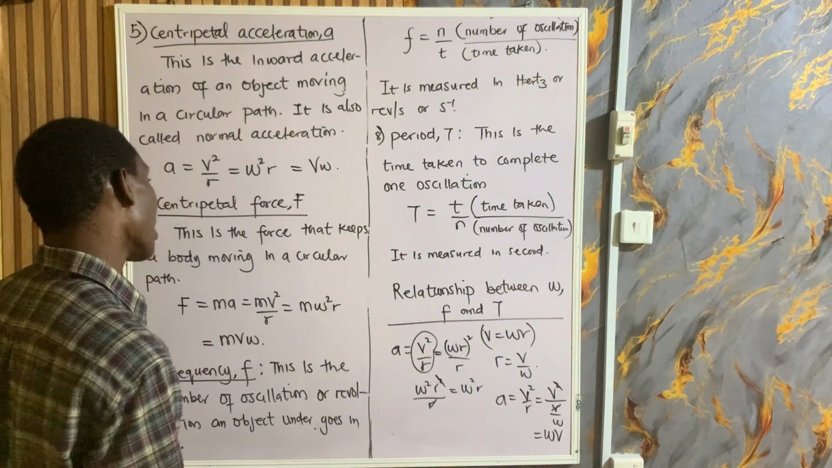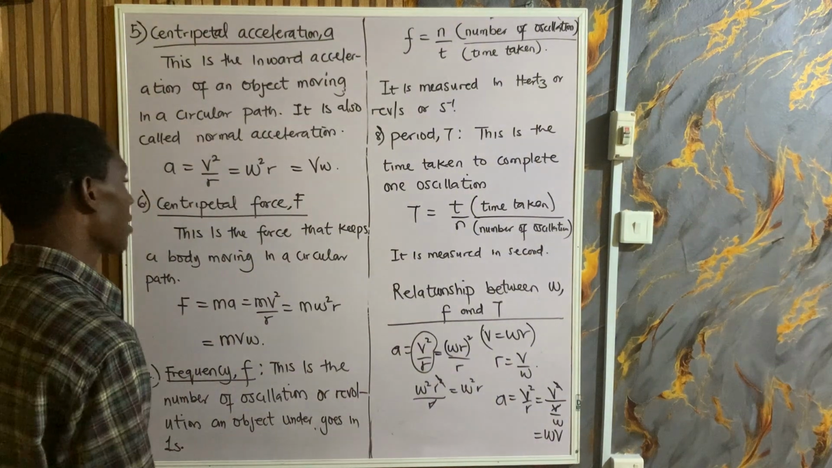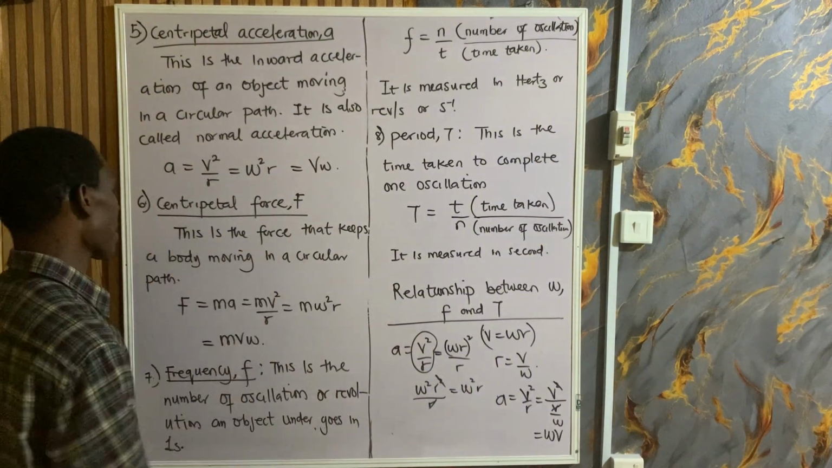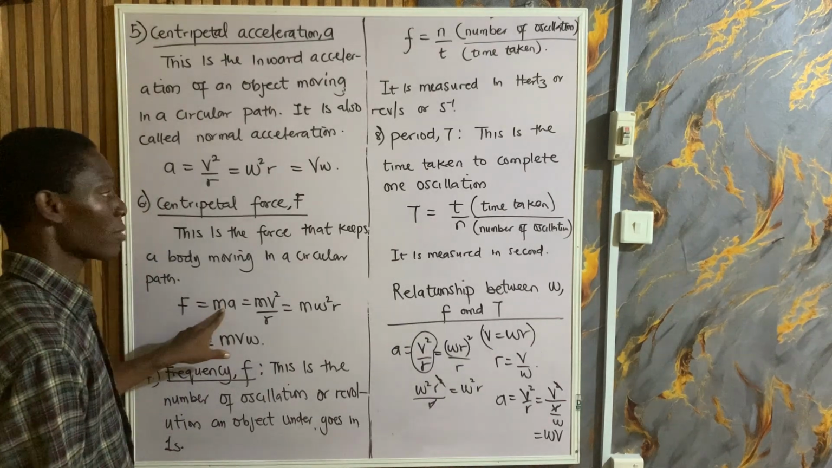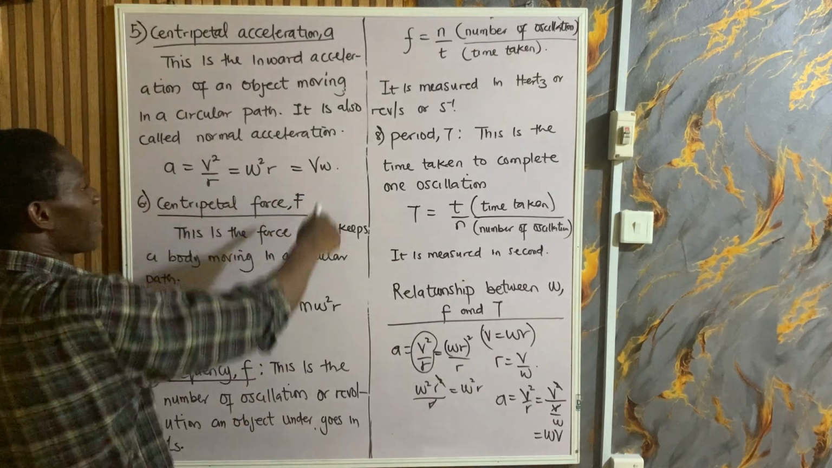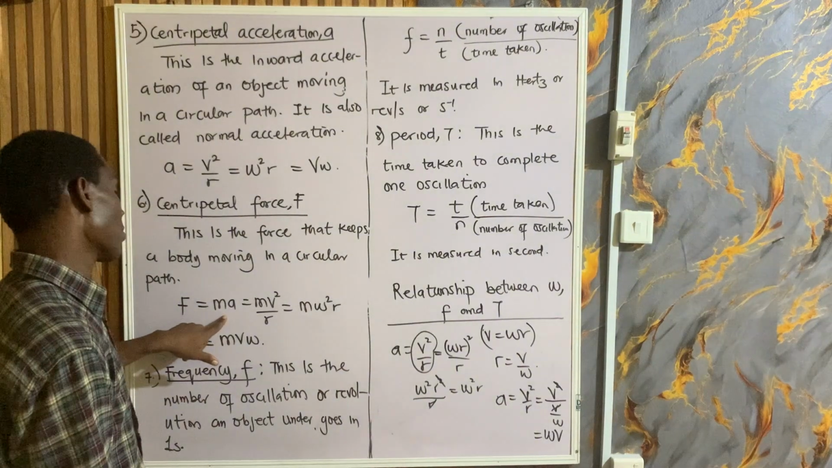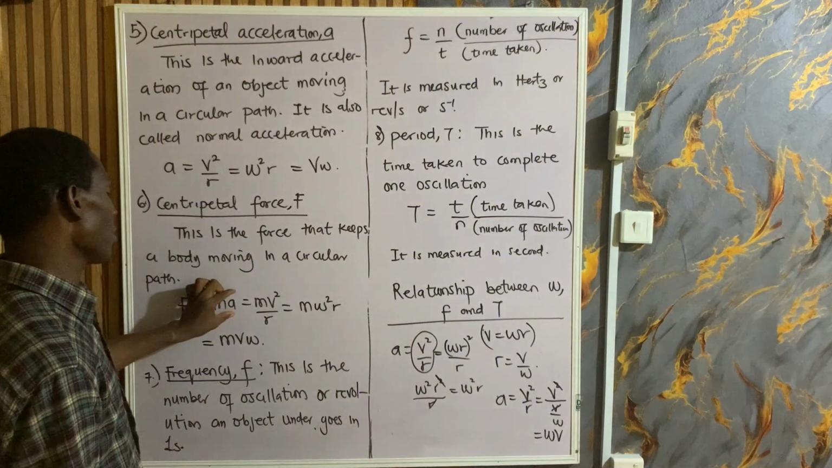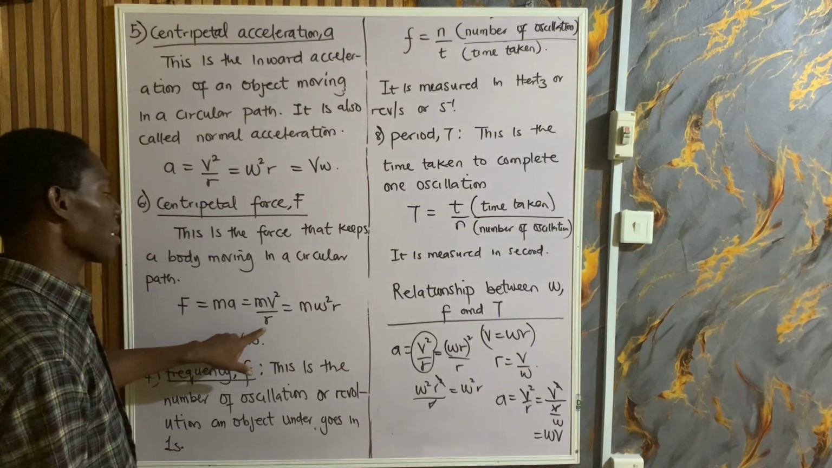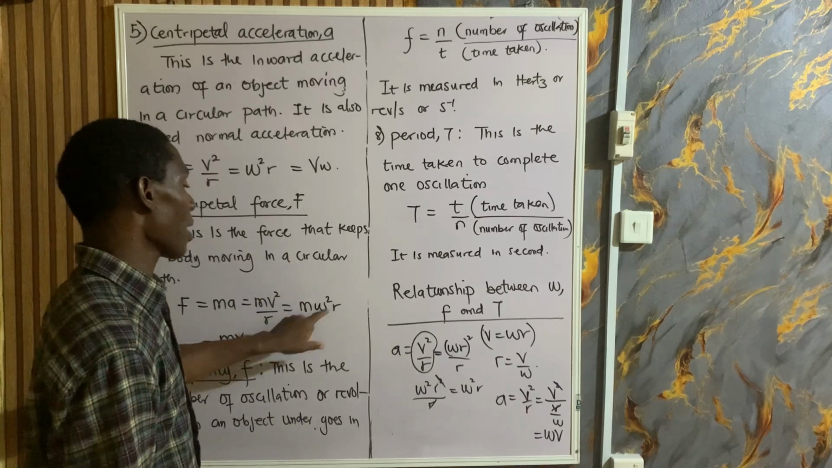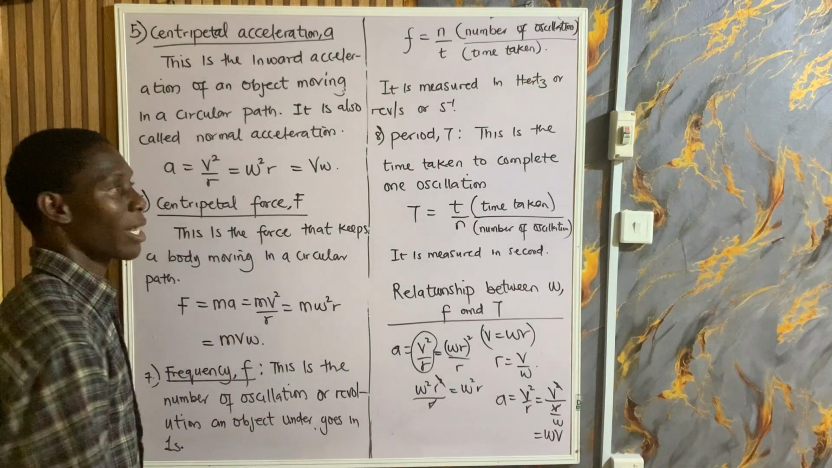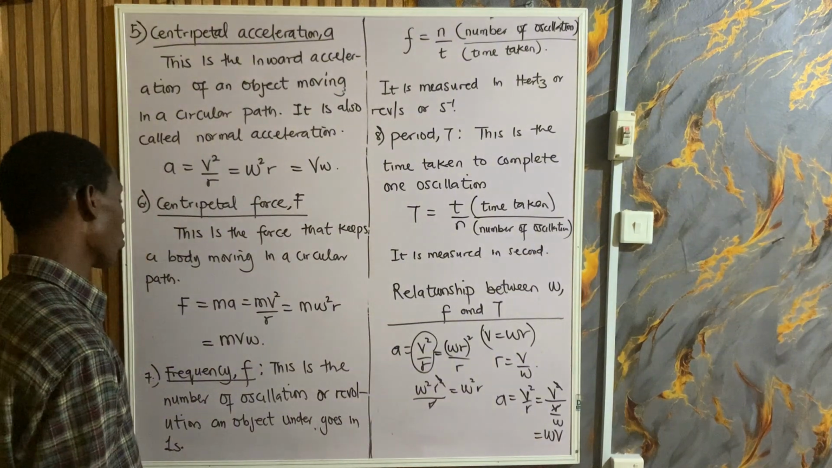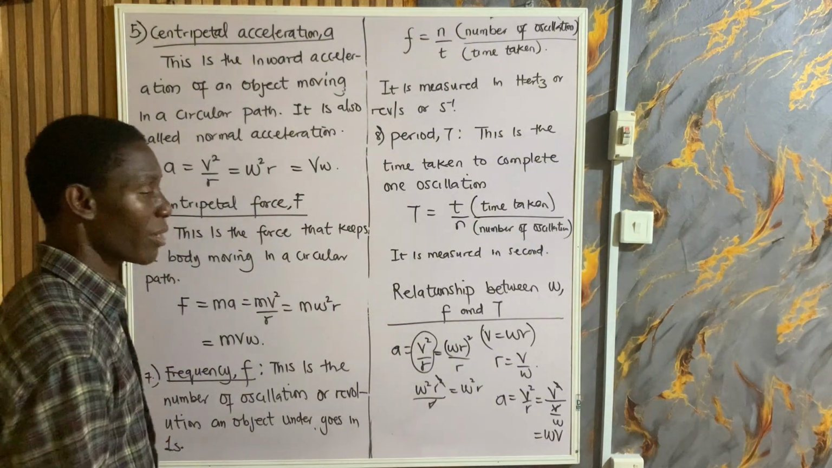Next is centripetal force. This is the force that keeps a body moving in a circular path. That force is given as mass times acceleration. But remember, these are the various formulas for acceleration as well. So instead of using A, you can put V squared over R. It can be in this form, it can be M omega squared R, and it can also be M V omega, depending on the parameters given in the question you want to solve.